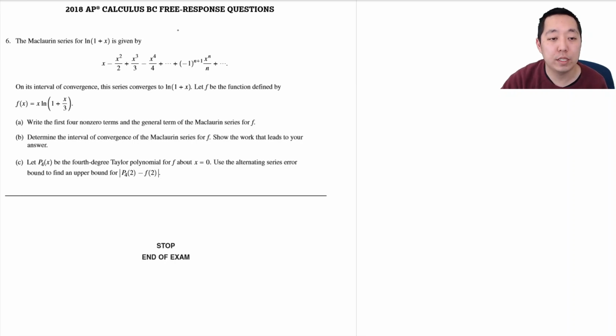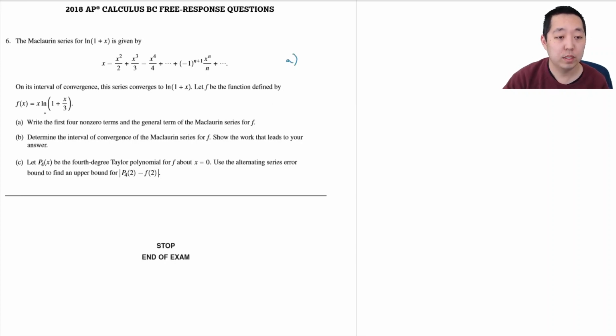We are going to do the 2018 AP Calculus BC free response question number 6. So it's a series question. The Maclaurin series for ln(1 + x) is given by this. On its interval of convergence, the series converges to ln(1 + x). Let f be the function defined by x times ln(1 + x/3). Write the first four non-zero terms and the general term of the Maclaurin series for f.